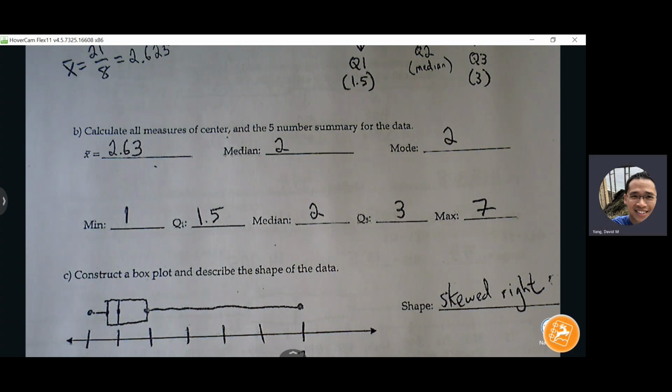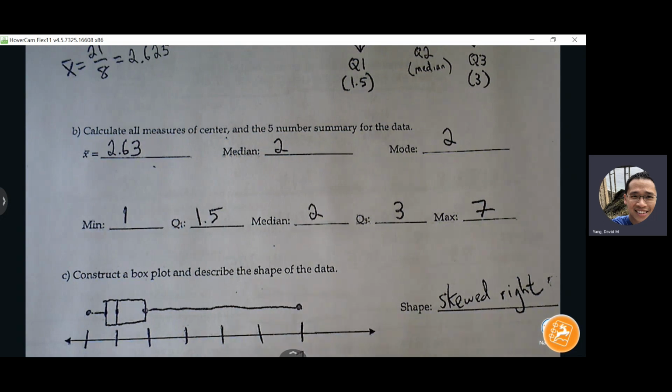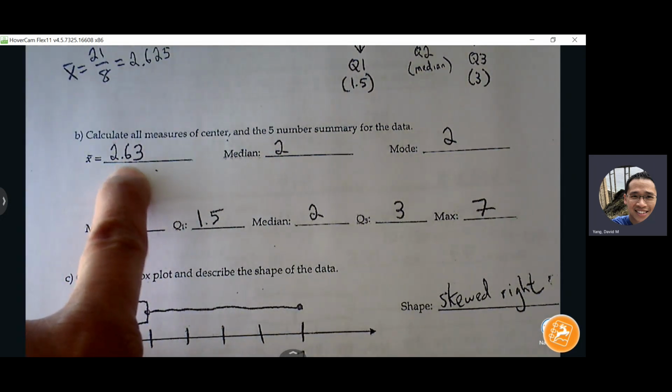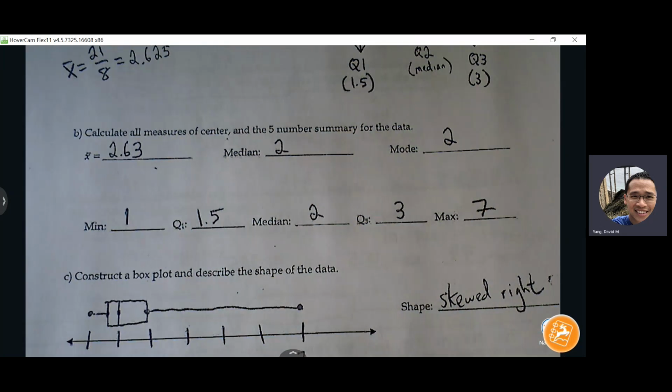Okay, your range is just your highest minus your lowest value. IQR, interquartile range, is just your Q3 minus your Q1. And then your mean absolute deviation, you're going to be using every data point with this 2.63. So subtract 2.63 from all the values. And then with the resulting values, you're going to find the average of all those numbers.